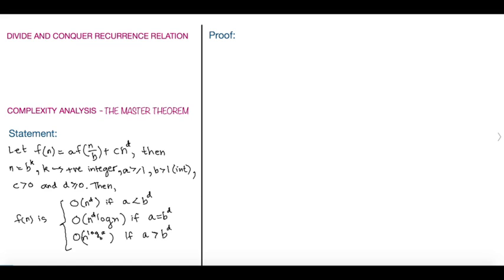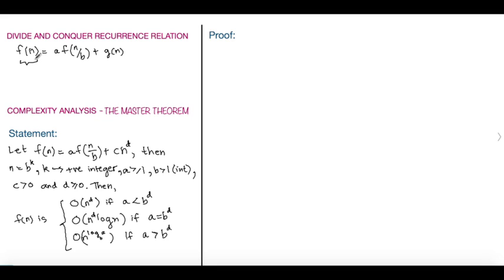Hello, so in this video we will talk about divide and conquer recurrence relationships. The general form of a divide and conquer relationship is given by a function f of n equal to some constant times f of n over b plus some other function. So what this means is that our job is to evaluate this function f of n.